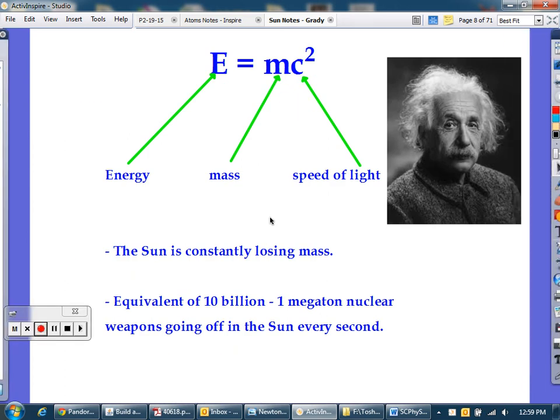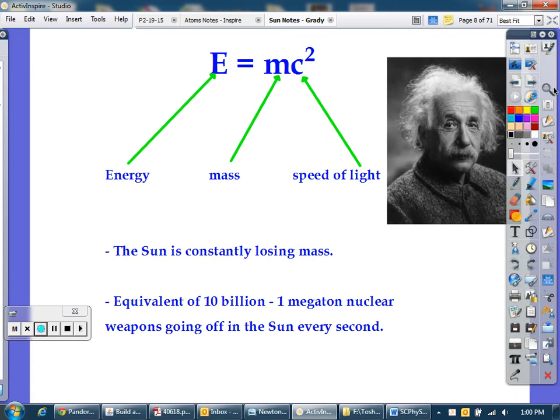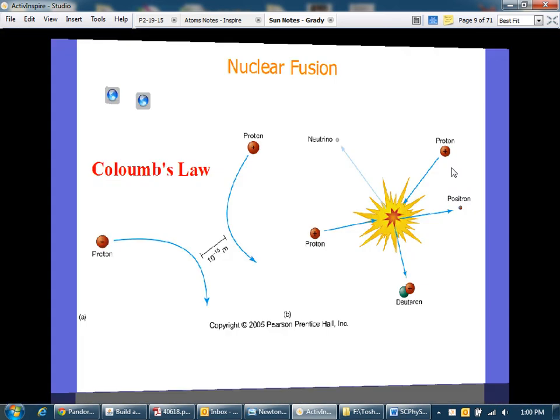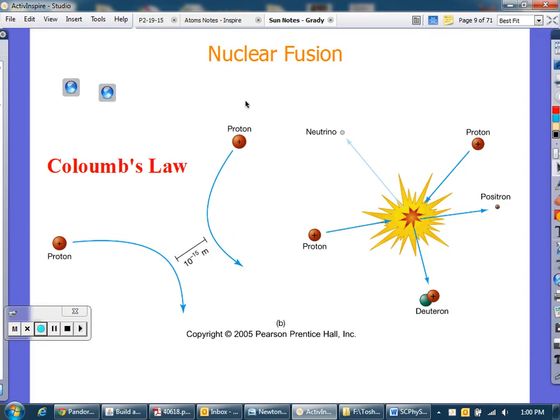And basically what the sun is doing is just constantly converting matter or mass into energy. This is what the famous equation Einstein gave us said. So you have nuclear fusion.